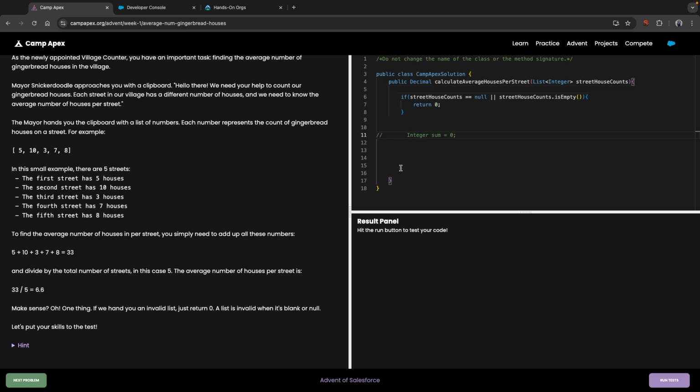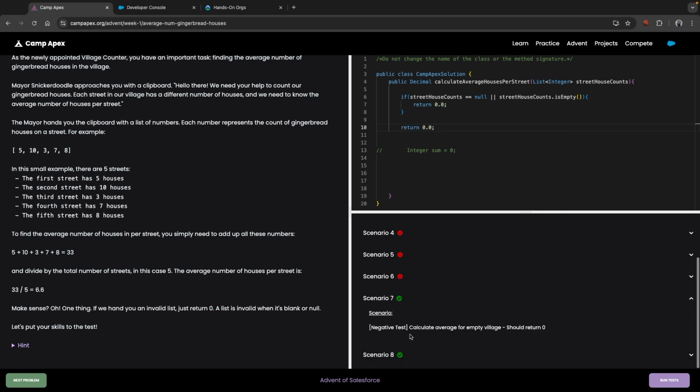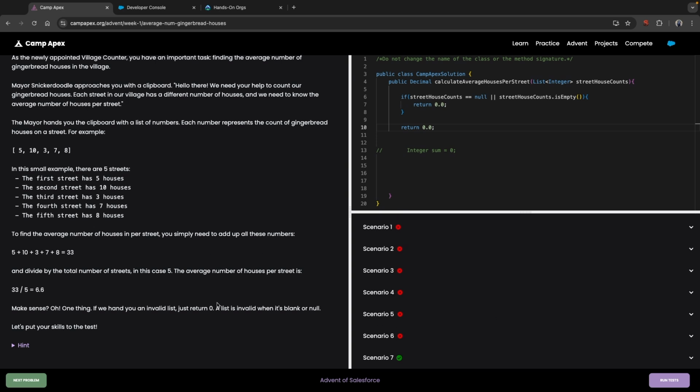So let me comment this out for a second and let me run my test and see how I did. Of course, I need to return a decimal. Let me do 0.0. And of course, this wouldn't work, obviously. So let me return. All right, let's see how I did. Scenario 7, what passed? Negative test, calculate average for an empty village, should return 0. Cool. Calculate average for a null input, should return 0. Cool. So I took care of these edge cases.